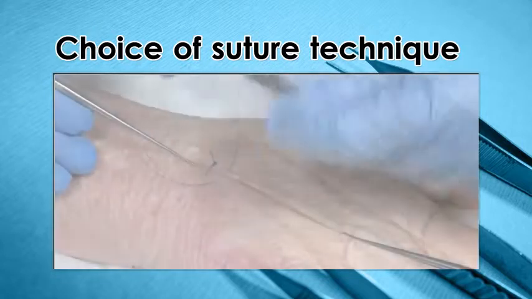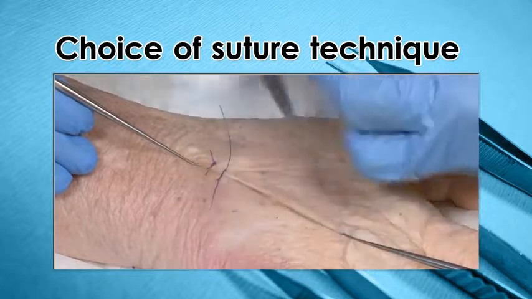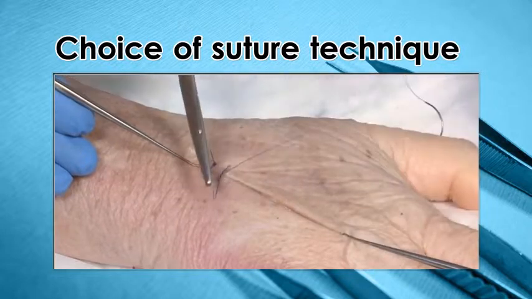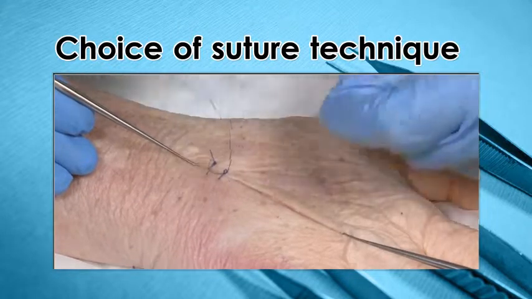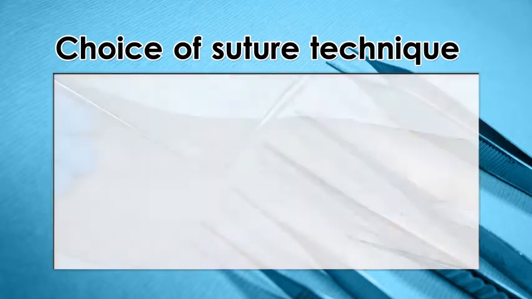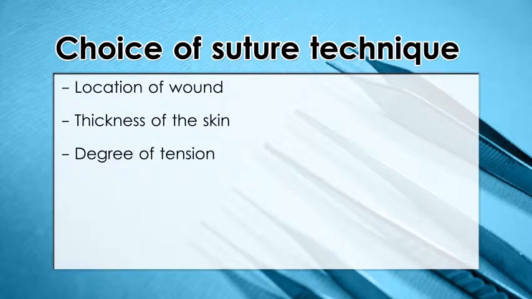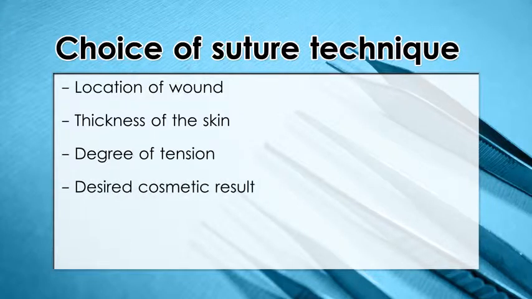Choice of suture technique. The correct choice of suture technique is the key to good results, as is the correct incision placement and gentle handling of the tissues. The choice of suture technique depends on the anatomical location of the wound, the thickness of the skin, the degree of tension required to close the skin, and the desired cosmetic result. Wound eversion is essential to minimise scar depression and maximise wound edge approximation.